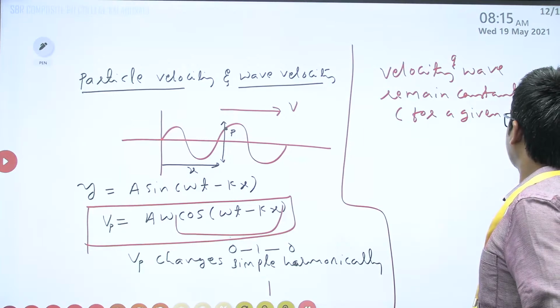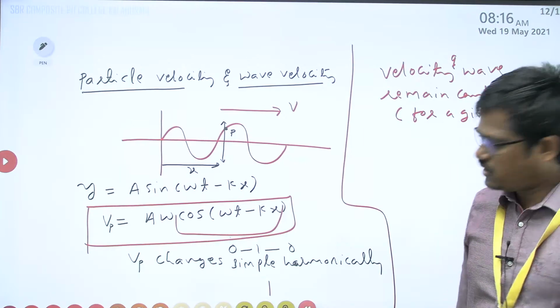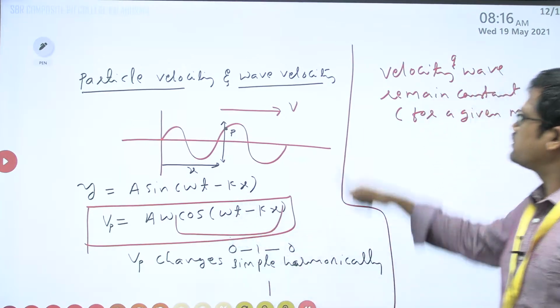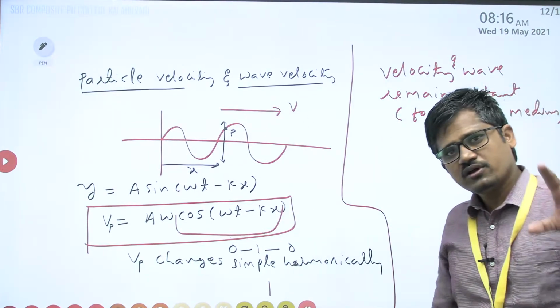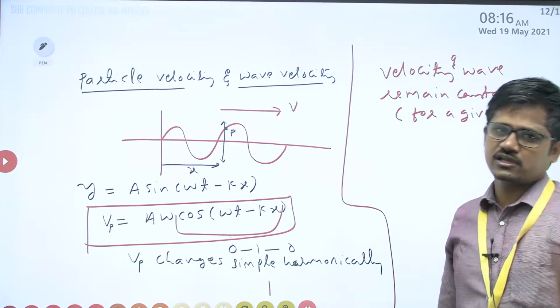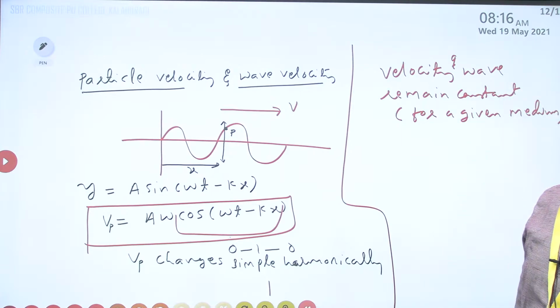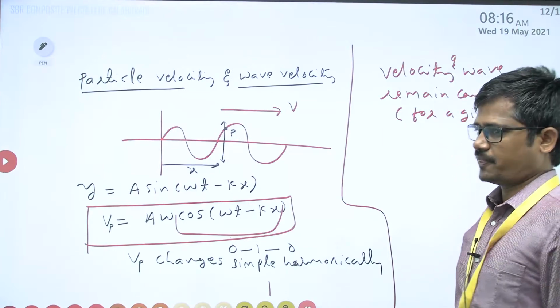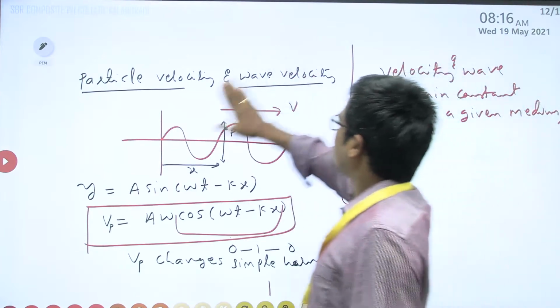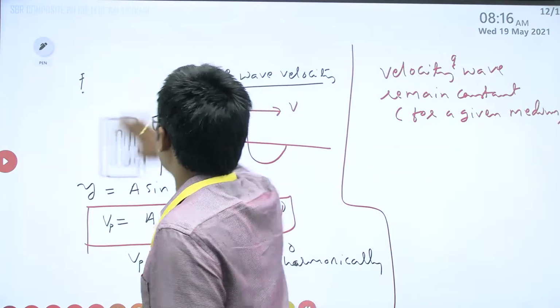Therefore the particle velocity changes, so the particle of the medium's velocity changes, but the wave will go with constant speed in a given medium. It is medium dependent. For a given medium the velocity of the wave will remain the same, right? Okay, so this is regarding particle velocity and wave velocity.